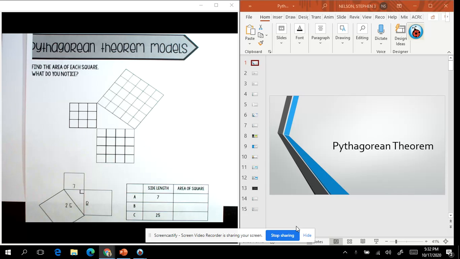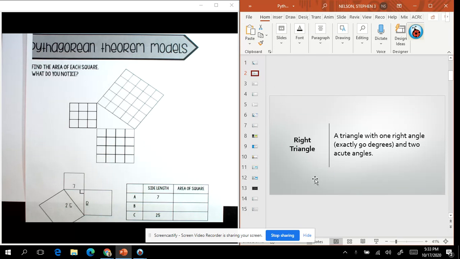And before we get into the actual official definition of Pythagorean Theorem, I want to go over some vocabulary or some terminology that's going to help you understand it a little bit better. Now, the first thing we need to know is what a right triangle is. So a right triangle is a triangle with one right angle, exactly 90 degrees, and two acute angles.